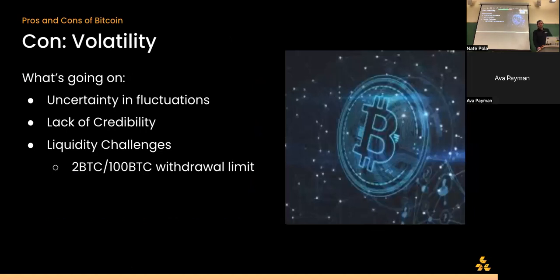And then the biggest con for day-to-day use is that it's also volatile. If you look at the prices, it's gone from 30K to 60K and back down to 25K. And there's a lack of credibility. Not as many people in the world accept it because a lot of people don't really understand it. There are also liquidity challenges with depositing or removing Bitcoin easily, so making large transactions isn't necessarily that easy.